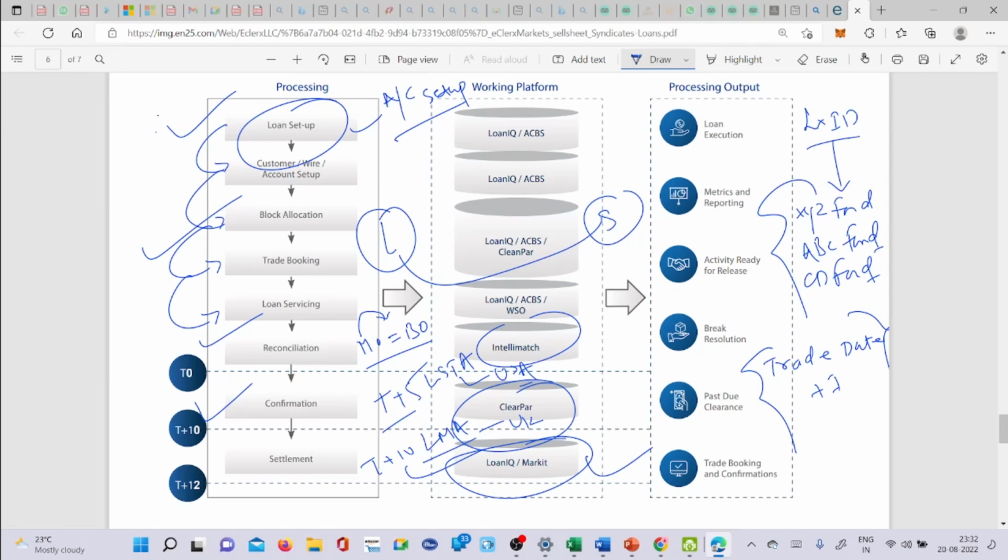Then yes, this is the processing output. After doing all this, here you can see the processing output, which is loan execution, matrix reporting, activity ready to release, break resolution, past due clearance, and trade booking and confirmation. After doing all this processing framework, the process outcome you would see is trade booking and settlement.